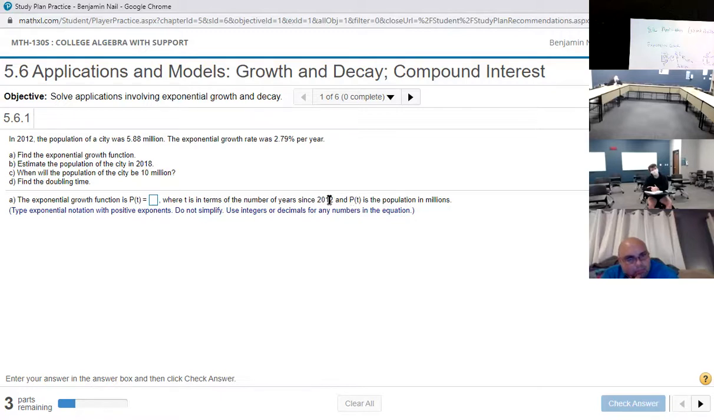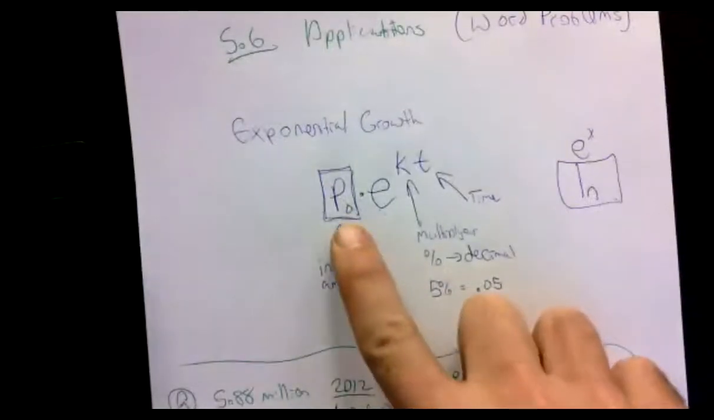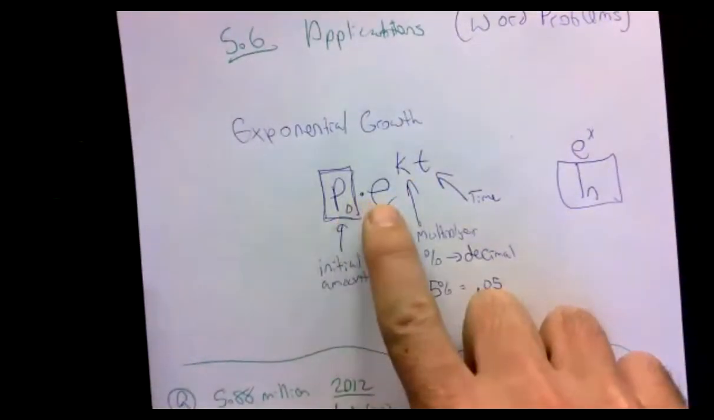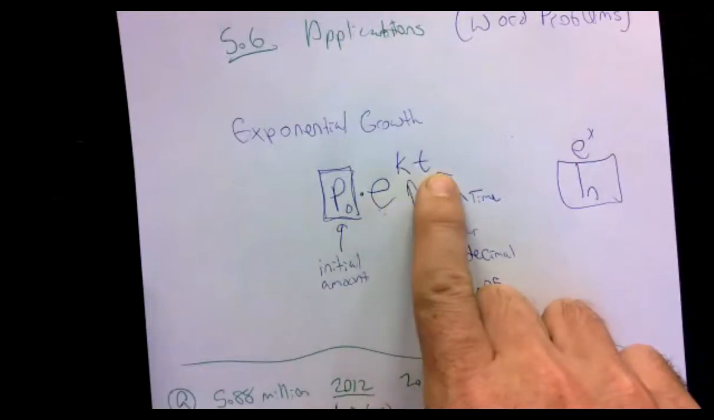So I'm going to come off of this screen. Whenever I do, we're going to need to remember that. Basically everything starts at 2012, and then we'll go from there. Okay, so we stop sharing, go back to where we were. Remember, the initial growth function looks something like this: initial amount times e to some constant times t.